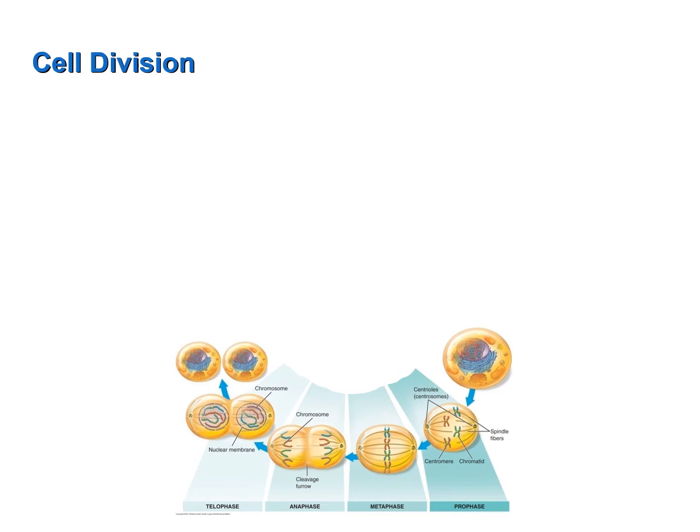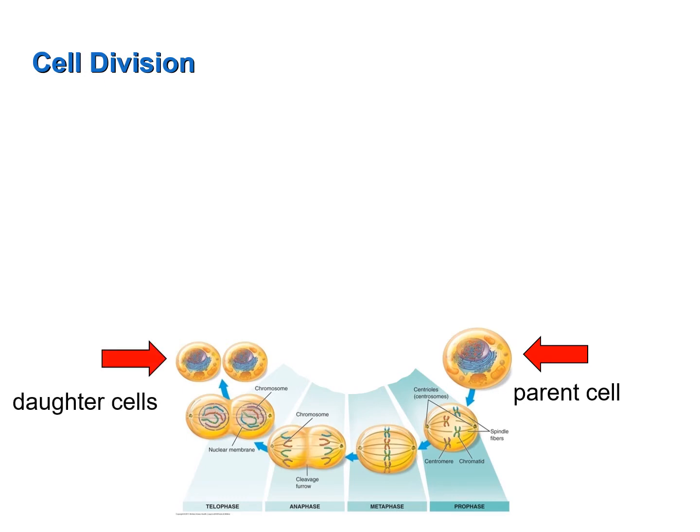Let's take a closer look at cell division or cell reproduction. We start with a parent or mother cell. We end with two new daughter cells which are identical to the original parent cell. Identical in every way, down to every DNA molecule. Let's think about what has to occur. What are all the events that have to occur in order for us to get from this one parent cell to two daughter cells that are identical to the original parent cell?